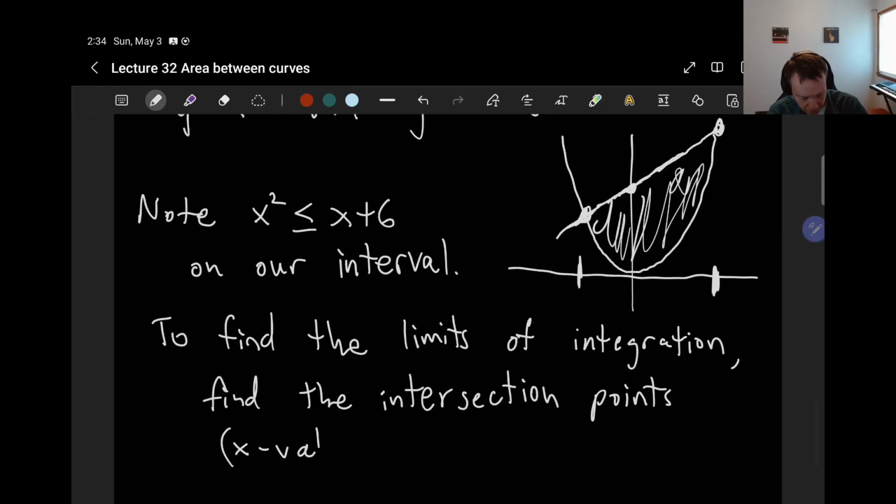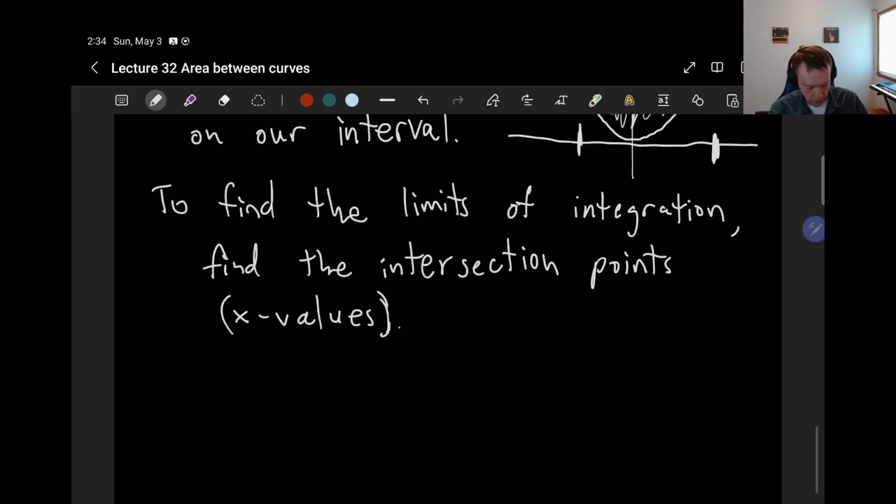Again, we really only need the x values. So we set them equal. We set x squared equal to x plus 6, and then solve for x. This is quadratic because of that x squared. These are easiest to solve if you move everything over to one side.